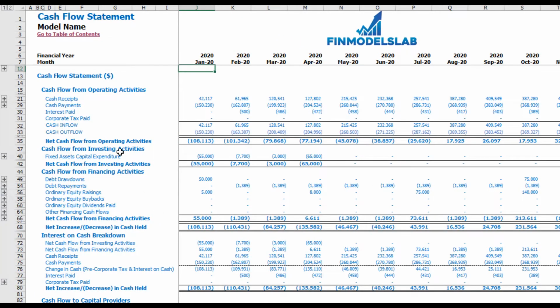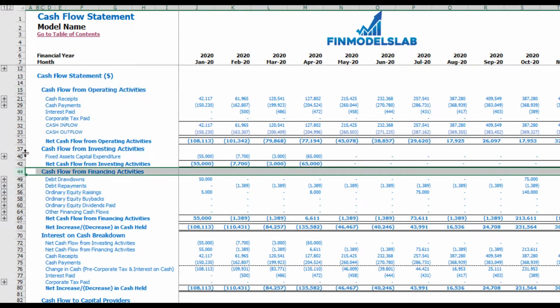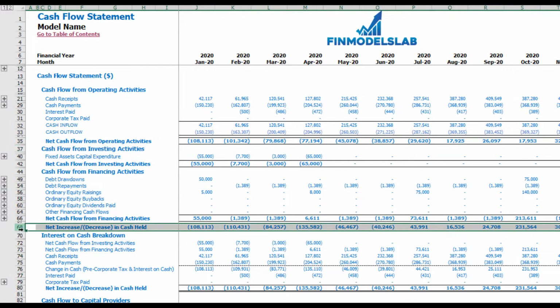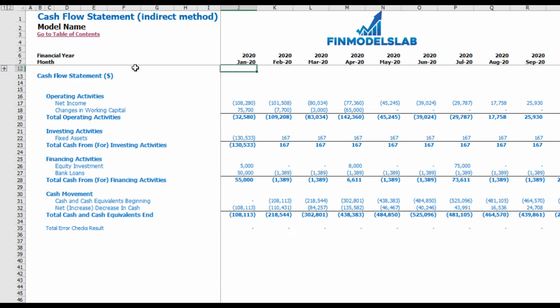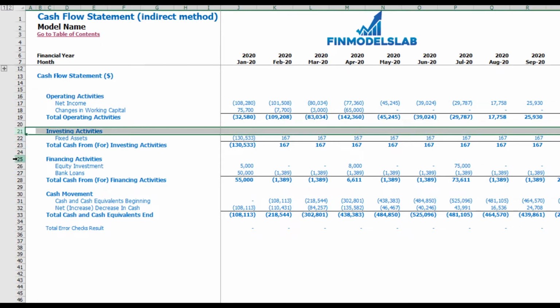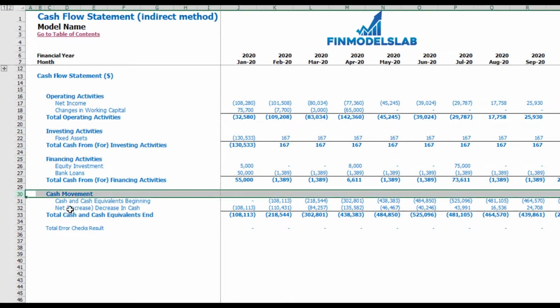On the cash flow tab, you may see your cash flow statement breakdown by operating activities, financing activities, and investing activities, and as a result, net increase or decrease in cash held. The more collapsed form, cash flow statement indirect method, has the same operating activities, investing activities, financing activities, and your cash movement in more collapsed form.